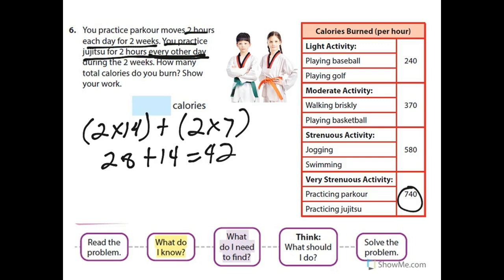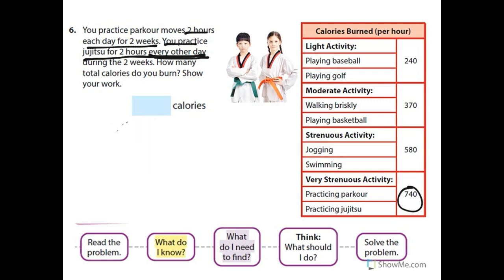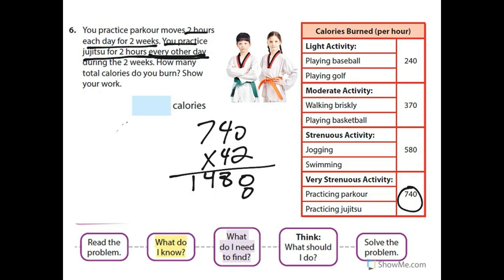All right, so let me erase this part. 740 times 42. 2 times 0 is 0. 2 times 4 is 8. 2 times 7 is 14. Carry my, or drop my 0. 4 times 0 is 0. 4 times 4 is 16. Carry my 1. 4 times 7 is 28. 28 plus 1 is 29. So we get 0, 8, 10, 11, and 3. 31,080 calories.